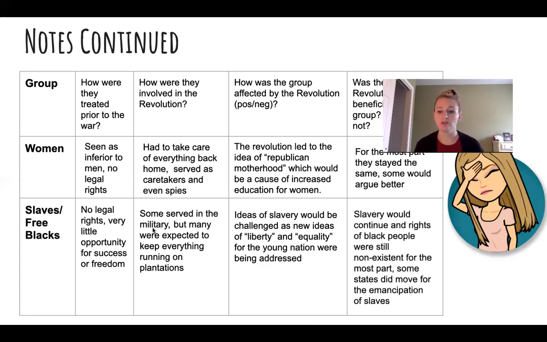As a result of the war, slavery is going to continue. Rights for Black people in the United States were still going to be non-existent for the most part, although we do start to see some states, especially up north, outlawing slavery. That doesn't mean that race relations were great and that they were treated as equals, but we do see the outlaw of slavery happening in some of those states.